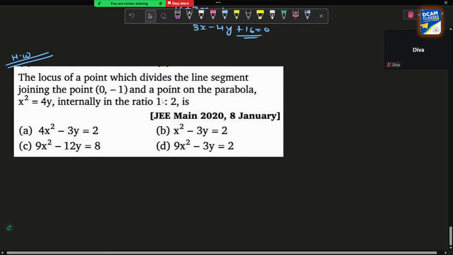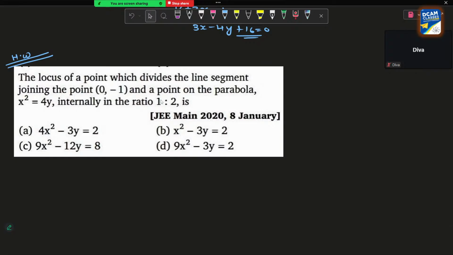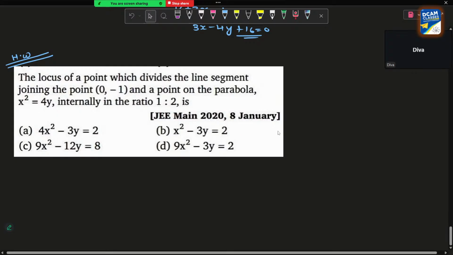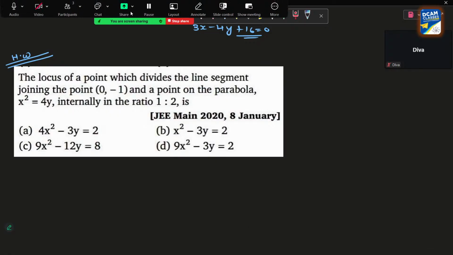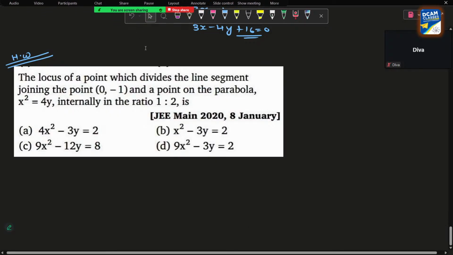Did anyone solve this question? No, sir. I'm trying right now. Okay, no, you can try it now. Haripriya, what about you?